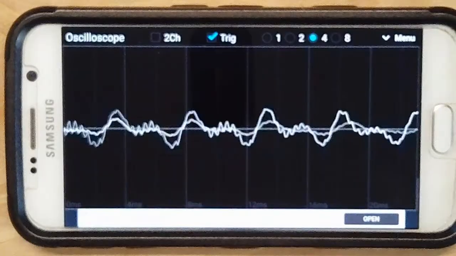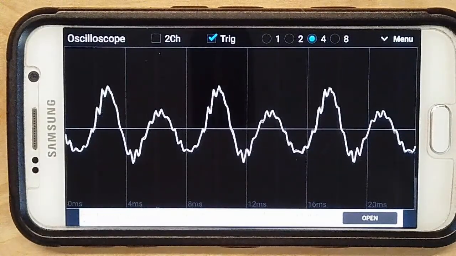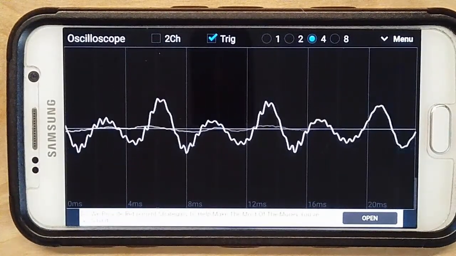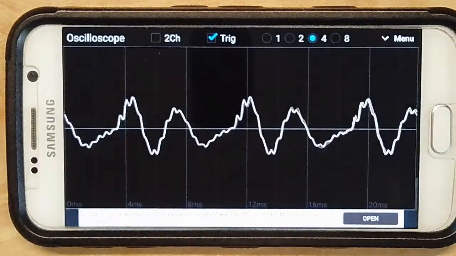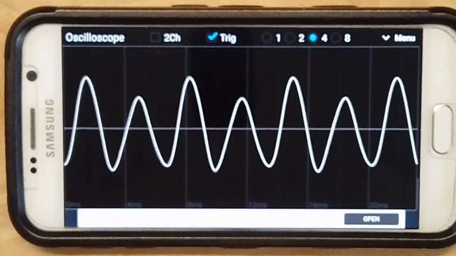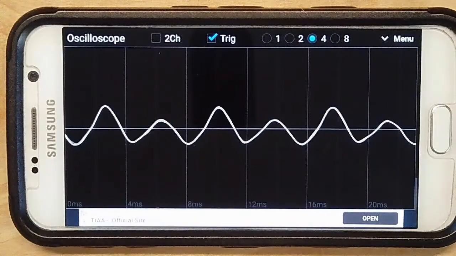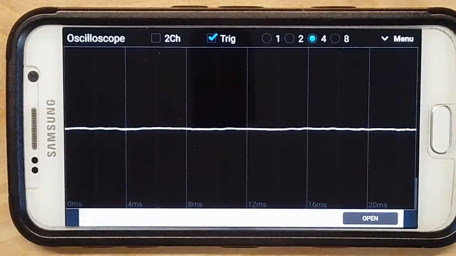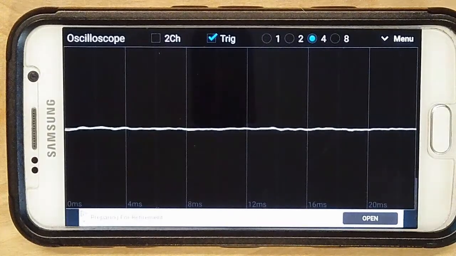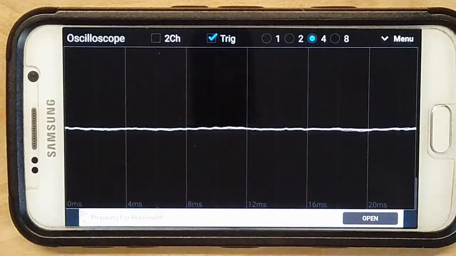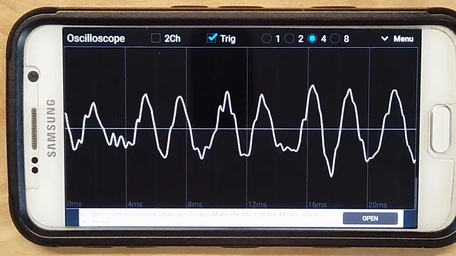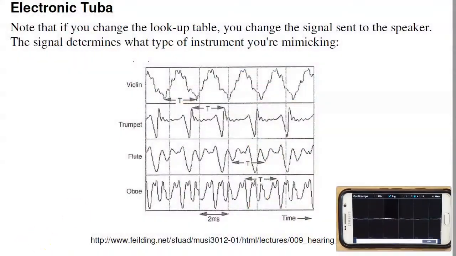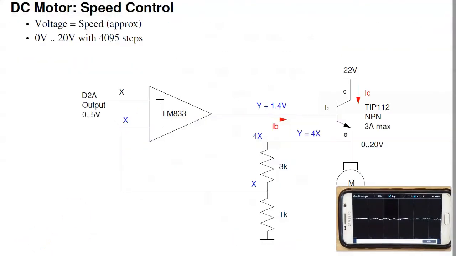An E, I, O, oo. Again, by using a lookup table, I can have the D2A converter output these waveforms and get the different sounds. So that's one use you can do with the D2A converter. You can output sine waves, different sounds like that.